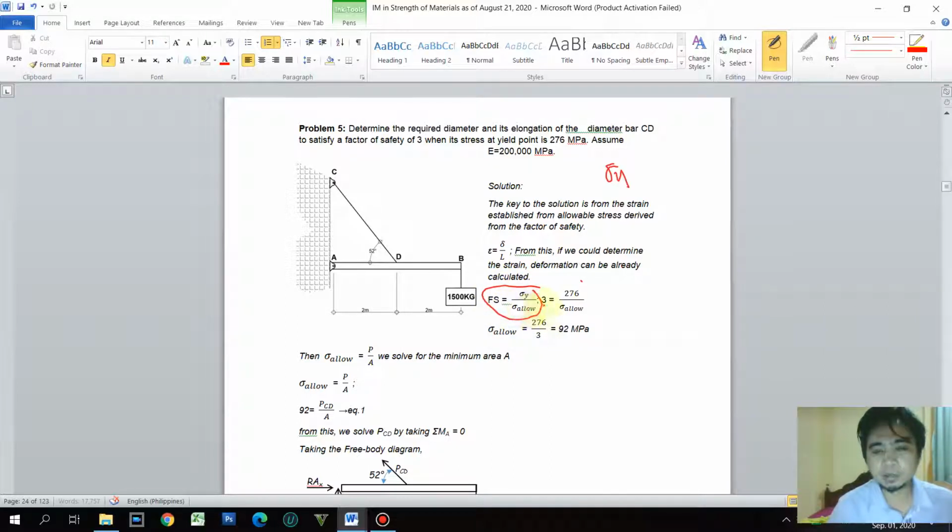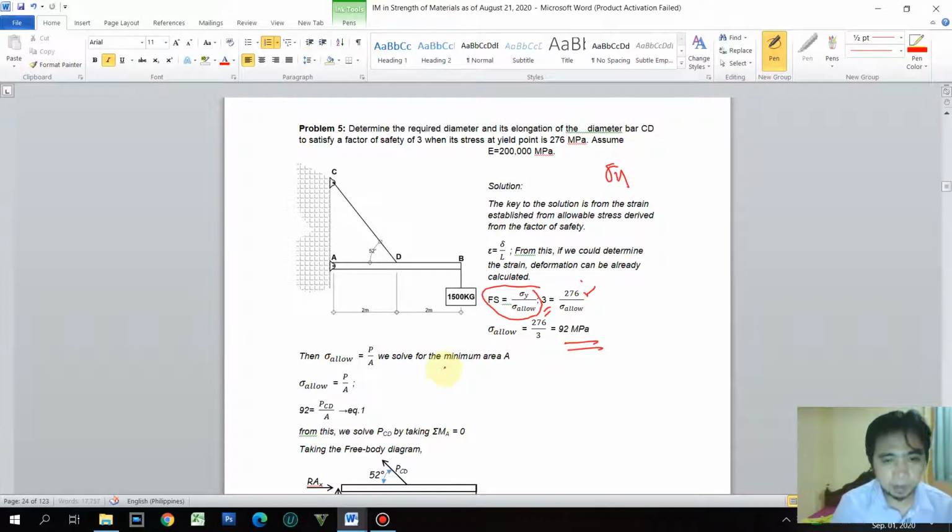It wants a factor of safety of 3, and the yield stress is 276. Our allowable stress should be lower than this so that there is still an allowance before failure will occur. So there will be room for safety before failure. That's all it means. So sigma allowable is equal to 276 all over 3. We're going to limit our allowable stress to 92 megapascal.